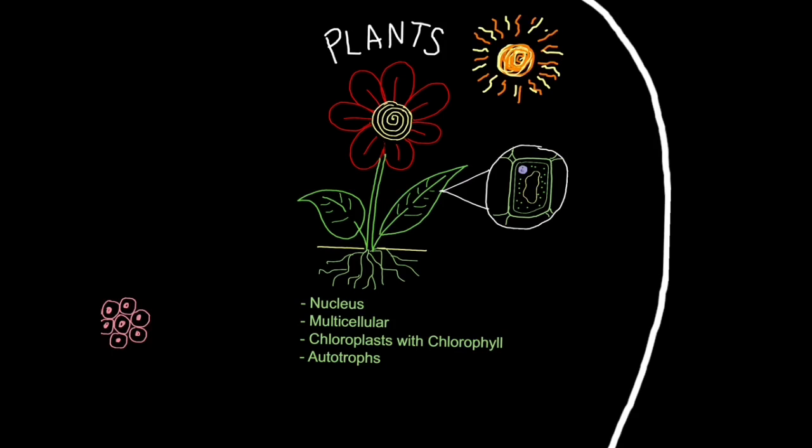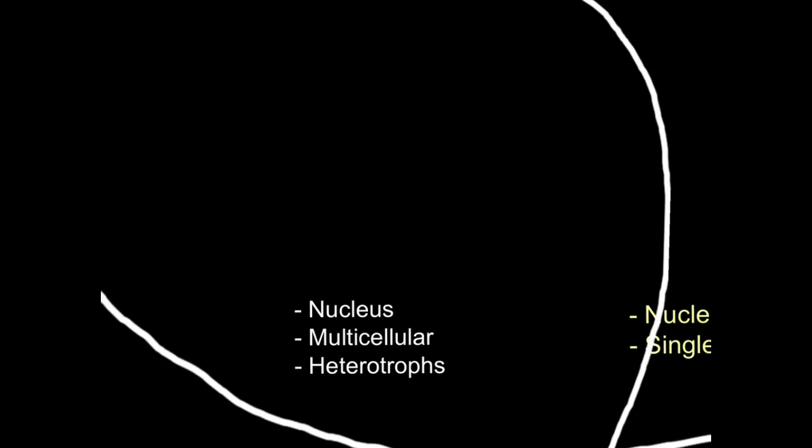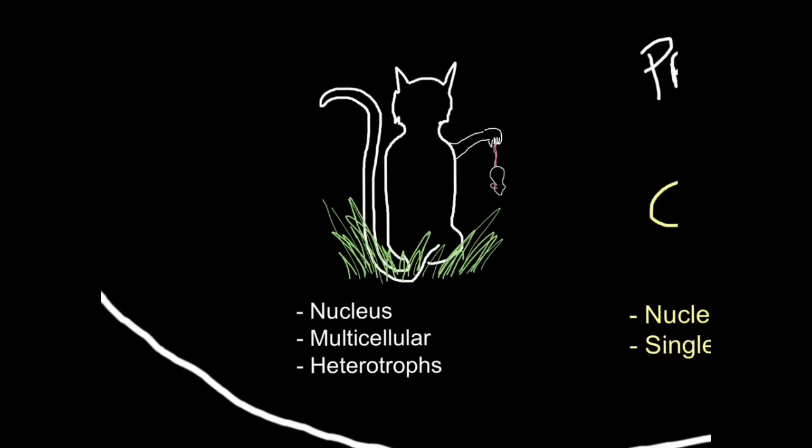Only plants and some forms of bacteria are autotrophic, self-feeding. Then we have the animal kingdom, which is probably the most familiar to you. Their cells have a nucleus, they are multicellular, and they are all linked by the feature that they are heterotrophic. They are all heterotrophs. That means they require the consumption of another organism to nourish themselves.